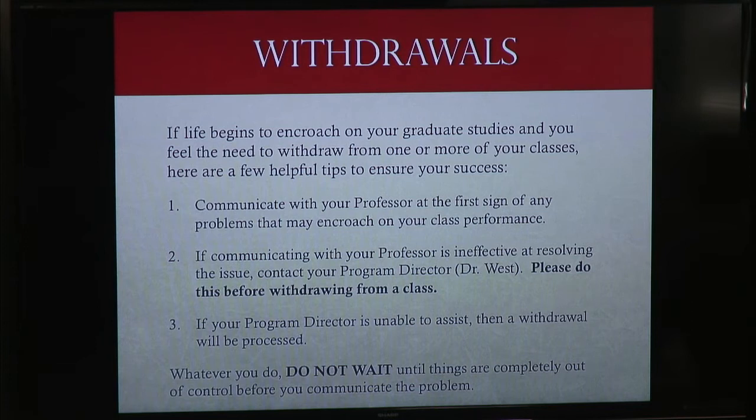Okay, withdrawals. I've already touched on part of this, but let me emphasize it, please. Before you withdraw or begin to think about withdrawing or processing a withdrawal, please come see me. Let me know what's going on. Because here's what's gonna happen. If you don't do that, I'm gonna receive notification from the graduate office that you have withdrawn, because they always send me the information on the students who withdraw, and then I'm gonna call you and make you talk to me, so I can understand what went wrong.